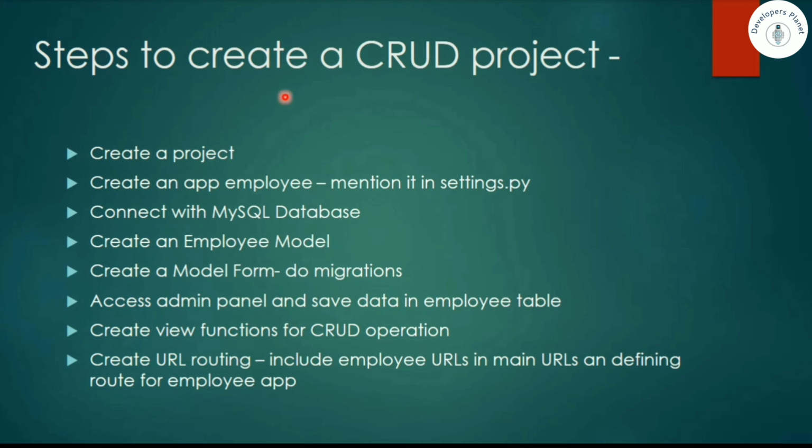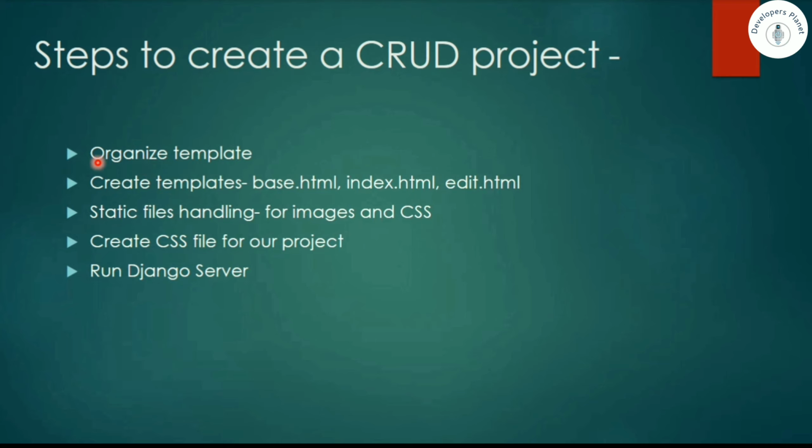So what are the steps to create this CRUD project? For that we will create a project, then we will create an employee, and we will mention it in settings.py, then we will connect with MySQL database, then we will create an app, then we will create a model, and we will access this table from the admin panel, and we will create view functions for CRUD operation. We will create URL routing also, and then we will organize our templates. We will create templates base, index, edit, and then we will do static file handling, and then we will create CSS and run our Django server. I'll be showing each and every step to you. So let's start this video.